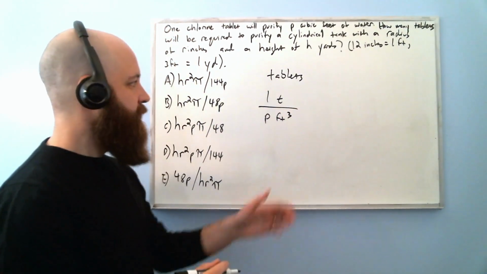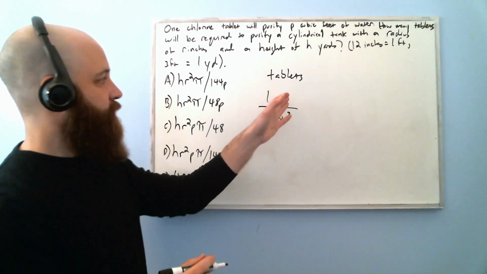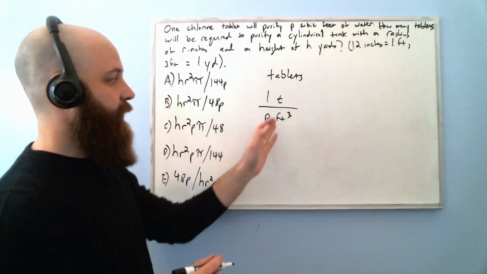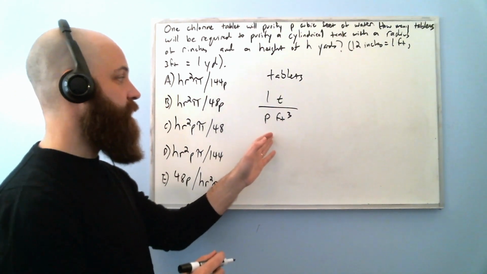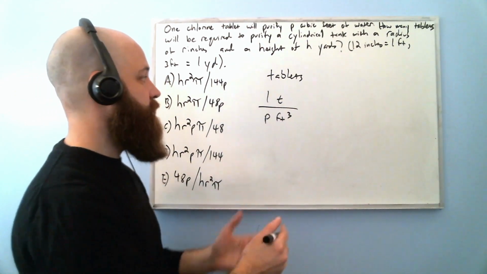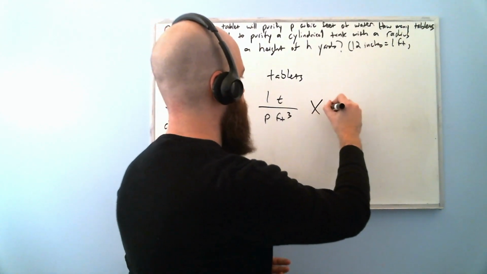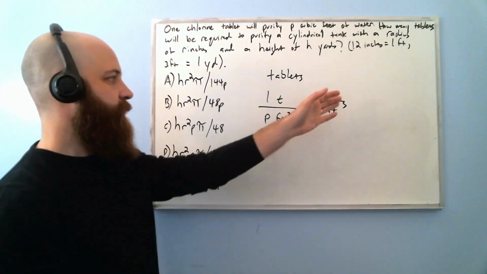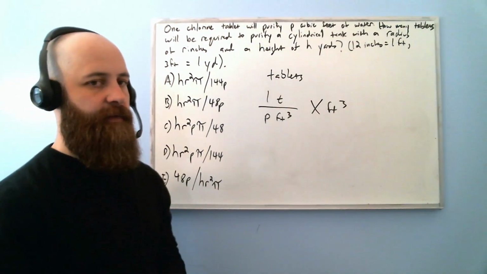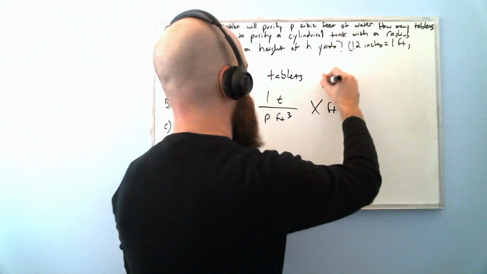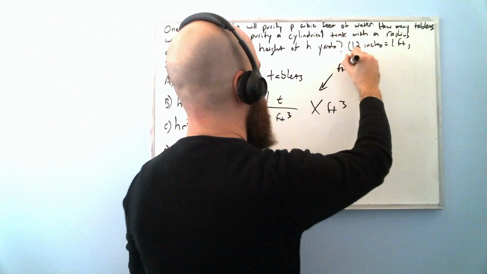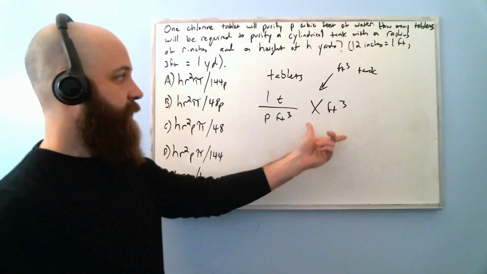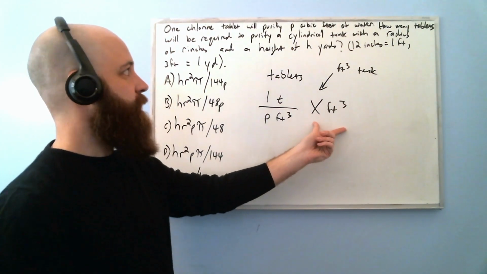Okay, so tablets is on top, that's great. How do I get tablets by itself? Well, if I multiply this rate, 1 tablet per p cubic feet of water, by a certain number of cubic feet, the number of cubic feet in the tank, I'll just call that x cubic feet or x feet cubed, well, feet cubed should cancel, and that should give me the number of tablets I need. So what is x? Well, x is the number of feet cubed in the tank. Okay, so that's my goal. How many feet cubed are in this tank?